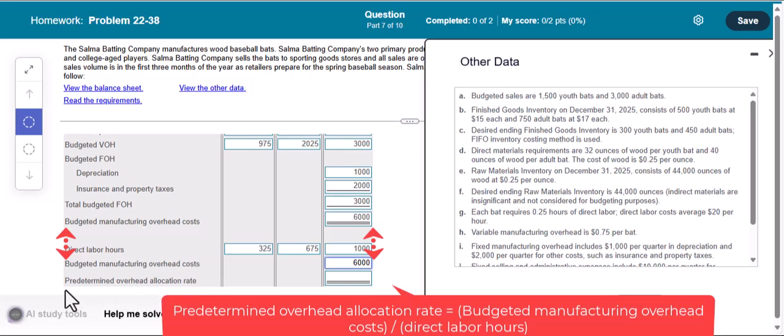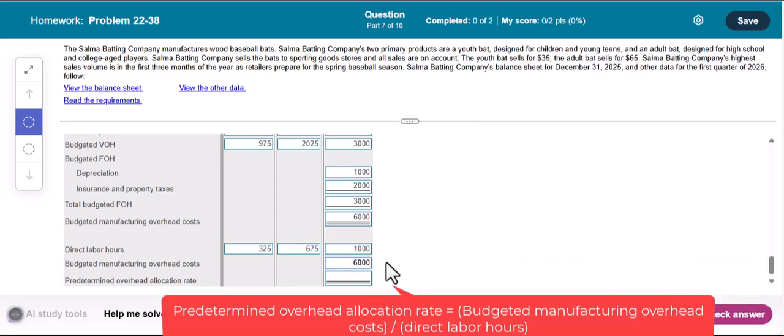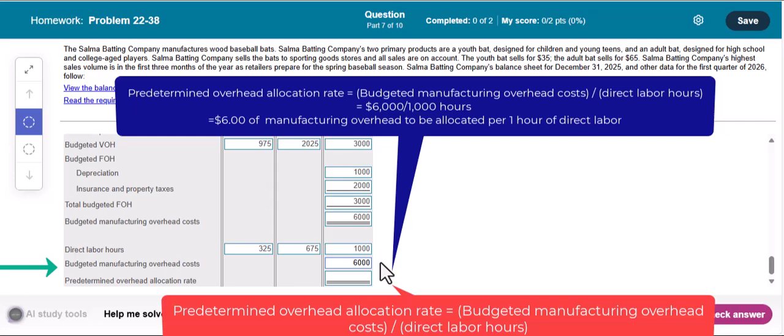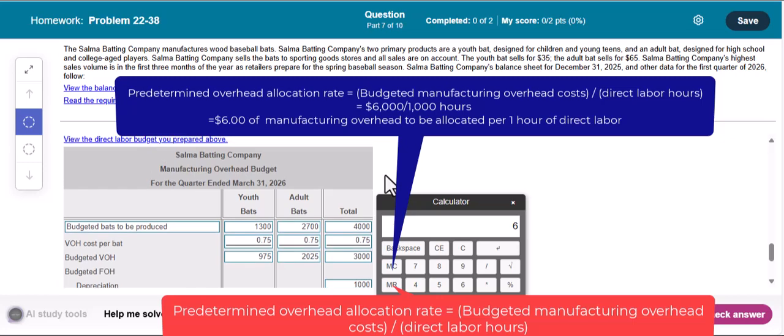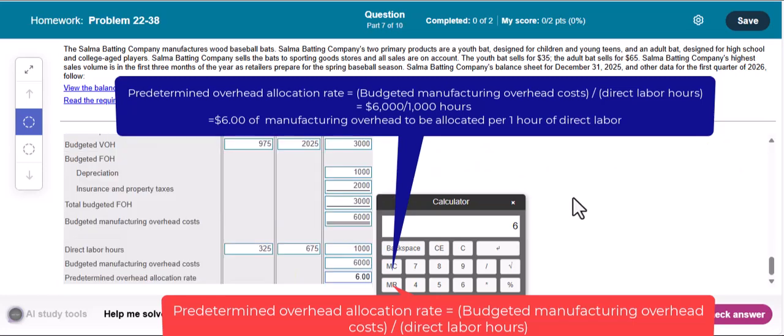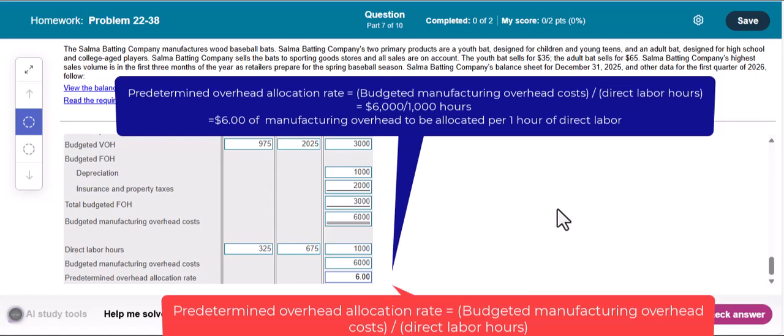And then now to calculate our predetermined overhead allocation rate. I've got the breakdown of how we do it here. We take this 6,000 budgeted manufacturing overhead costs, and of course this came from up here. And then we divide that by the direct labor hours, this 1,000 hours. So that's 6,000 divided by 1,000 gives us 6. So our predetermined overhead allocation rate is $6 of overhead per 1 hour of direct labor. So again, we're getting the $6 here, 6.00. It did tell us at the beginning to put it to 2 decimal places as well. So let's go ahead and close out of our calculator and check our answer.